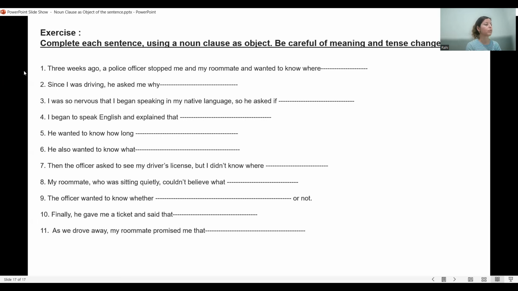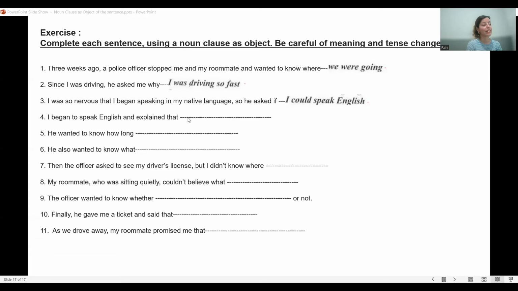All right, I will show you the answers. 3 weeks ago, a police officer stopped me and my roommate and wanted to know where we were going. Full stop. I forgot to add a full stop here. Let me just add a full stop. All right. Since I was driving, he asked me why I was driving so fast. Again, full stop. I was so nervous that I began speaking in my native language. So he asked if I could speak English, full stop. So all of them need full stop. I forgot all the full stops.